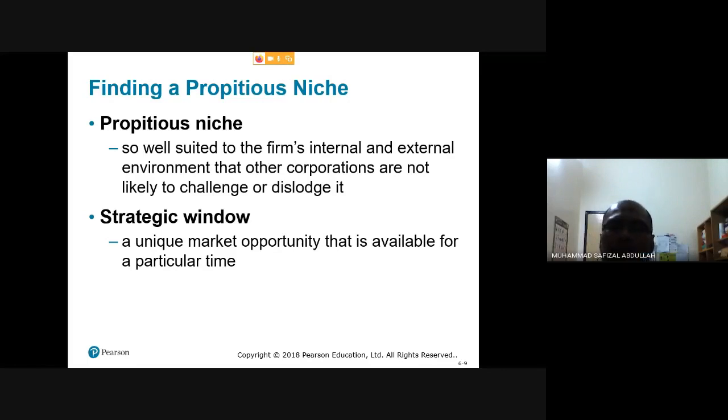So what is our job? Our job is to find a market niche that is propitious to us. Propitious means suitable. Propitious means maybe profitable to us, or a market niche that is aligned with the capacity or the resources that we have. This is what we call a propitious niche. Or in other words, find a suitable partner. That is what it means. Niche means a pocket, we say a market, a target, a segment in the market. Alright. So this is what we should do: find a propitious niche. A propitious niche is a niche that is so well suited to the firm's internal and external environment that other corporations are not likely to challenge it or dislodge it. What does it mean? It means a niche that other firms are not interested in coming into.